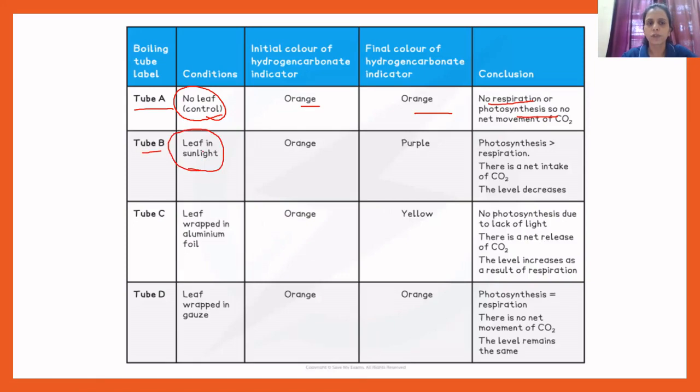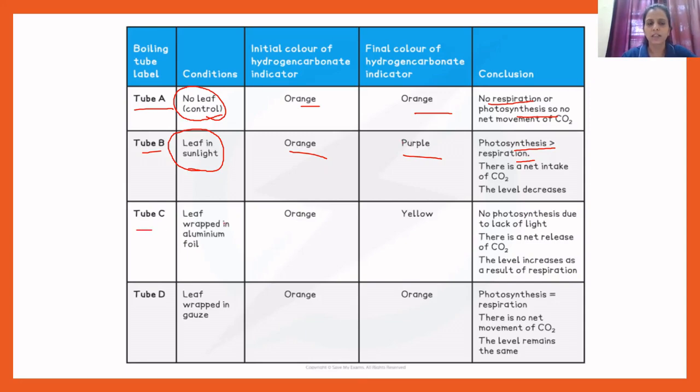In test tube B, leaf was exposed to the bright sunlight. Okay, so the initial color of hydrogen carbonate indicator was orange and the final color is purple. Okay, this is because due to the presence of bright sunlight, rate of photosynthesis was higher than the rate of respiration. Hence, there is more intake of carbon dioxide gas. So the level of carbon dioxide was decreased inside the air. Okay, hence color has changed to purple.